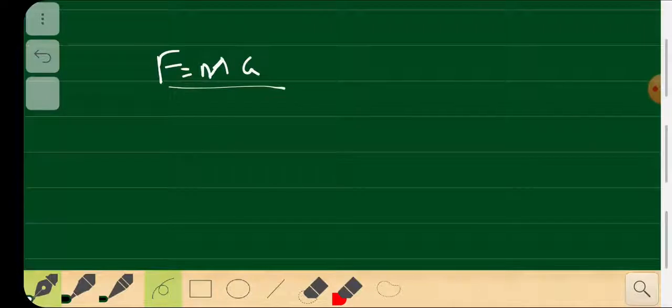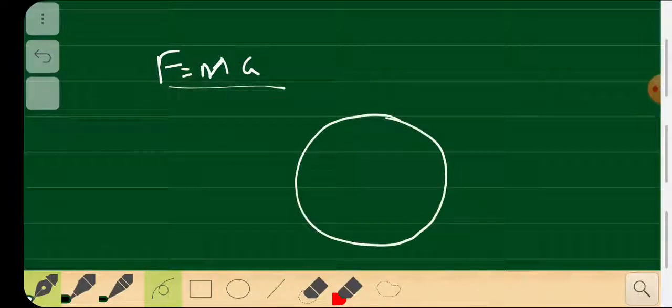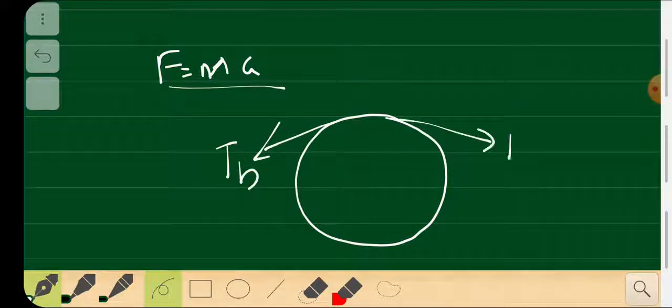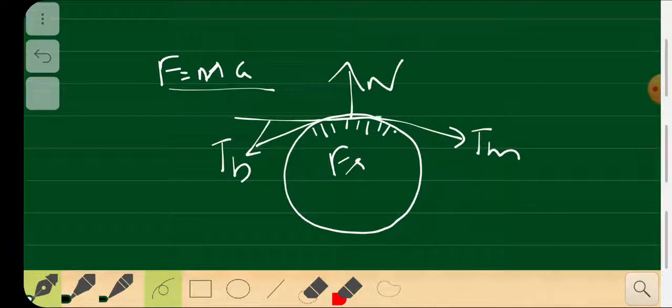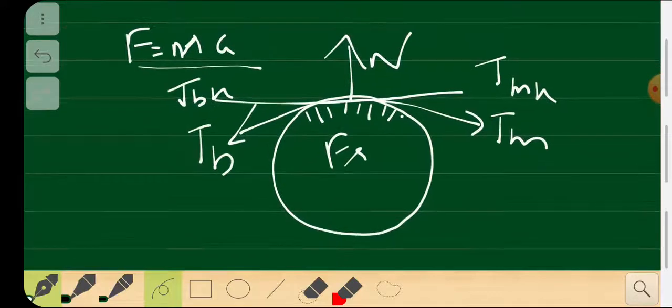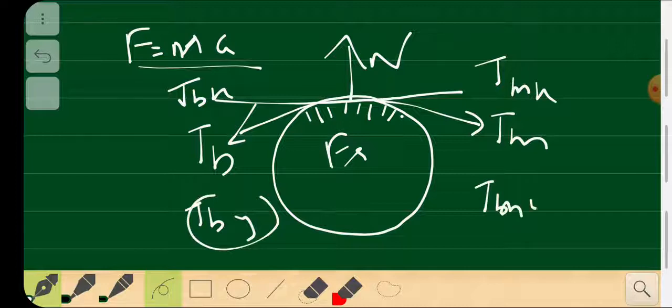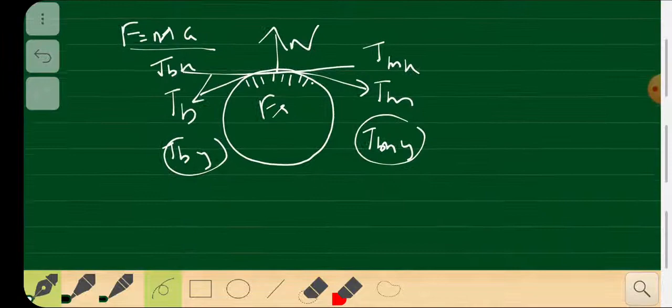So let's do that. For that, you assume this surface, and there is tension, and there is this angle. So there is tension of the boy, and then there is tension of the mass. There is a normal force on the surface, and then there is frictional force on the surface, right? Those are the things in here. In the x-axis, you have T boy of x and T mass of x, and in the y-axis we have T boy of y and T mass of y, right? So I'm going to resolve them.